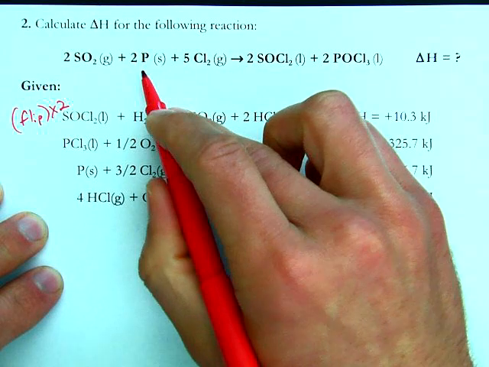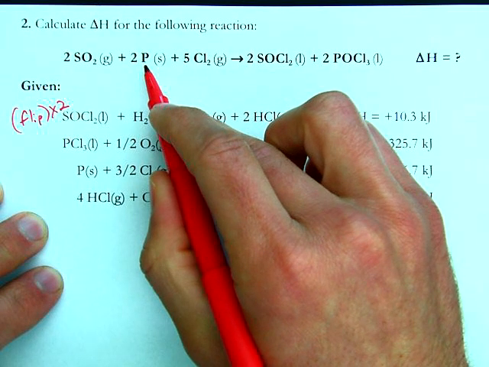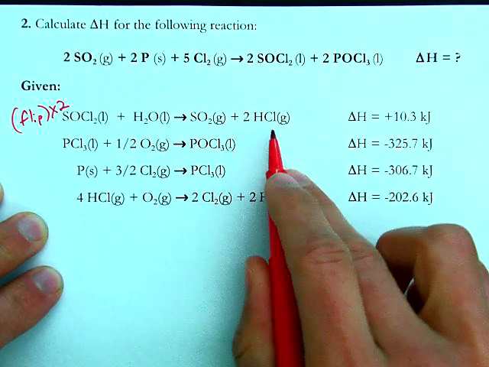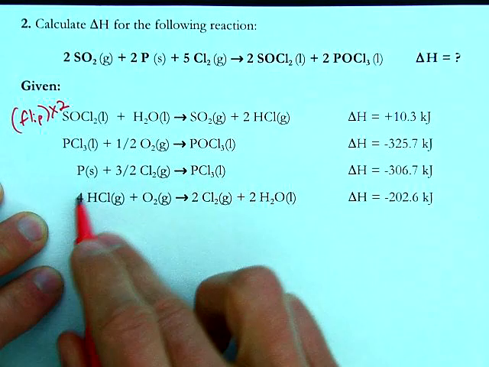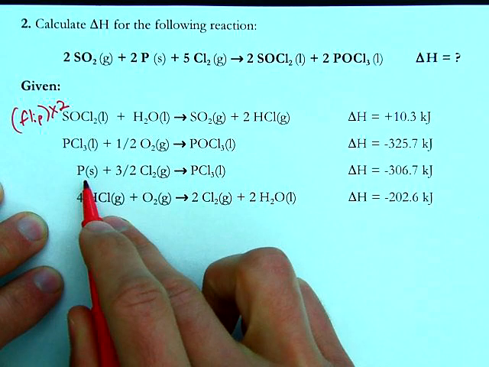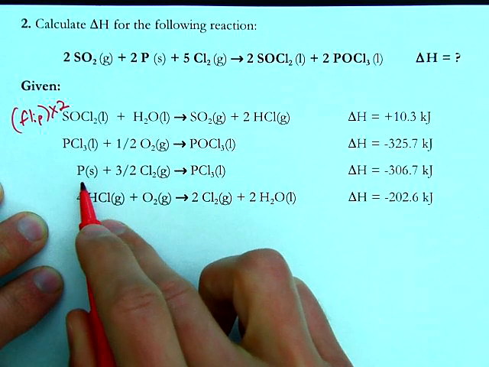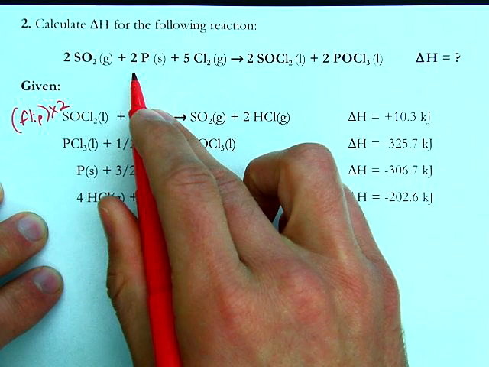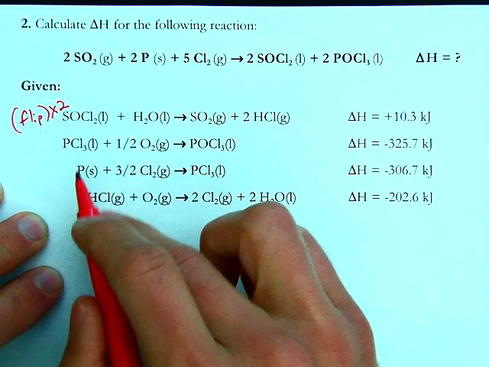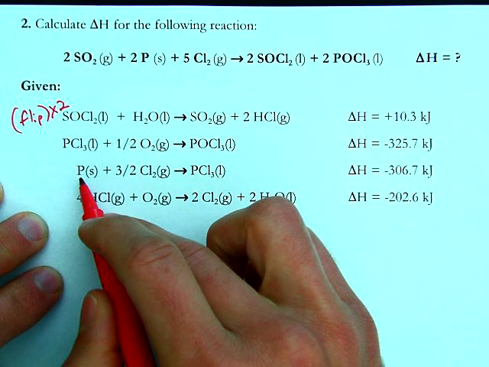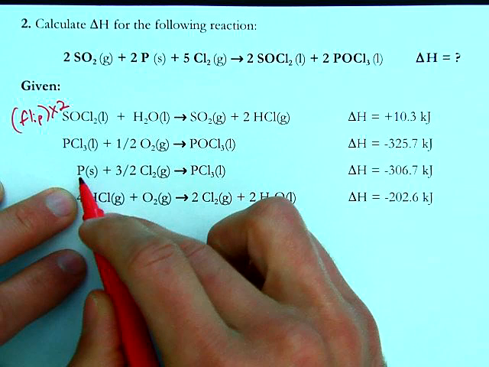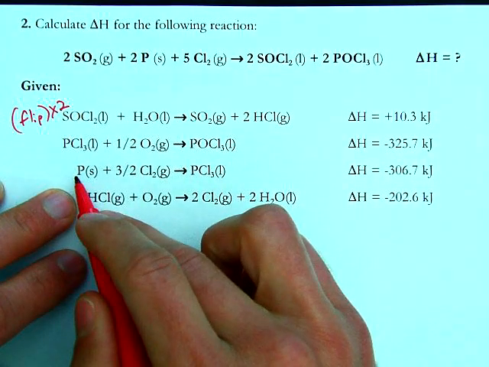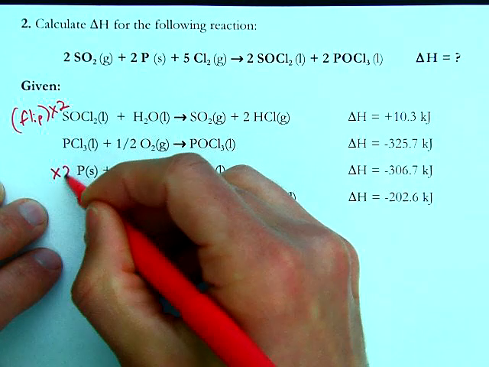Next we have P. P also only exists one place by itself in this, and it's right there. Now here it's on the left side of the arrow, and here it's on the left side of the arrow. So that's good. We don't need to flip this equation. But we need to end up with 2 of it, and we only have 1 here. So this equation is going to get multiplied by 2.